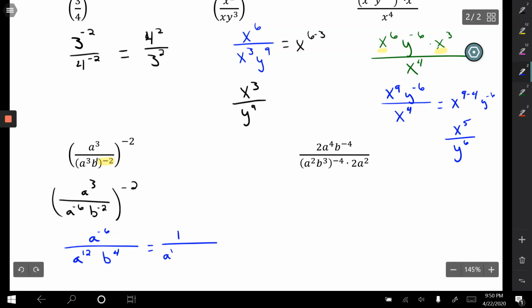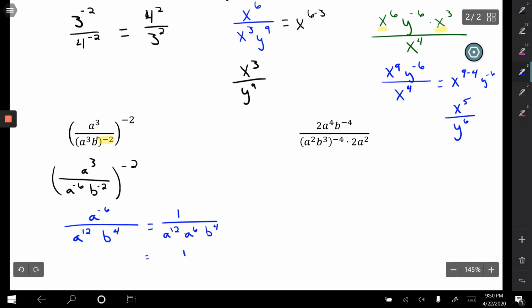So I have a to the 12, a to the 6, and b to the 4. Well, because these exponents are in a line, I can add them to combine. So I actually have 1 over a to the 18 and b to the 4. Again, you can use those exponent rules in a different order and still get to exactly the same answer in the end. There's nothing wrong with that.